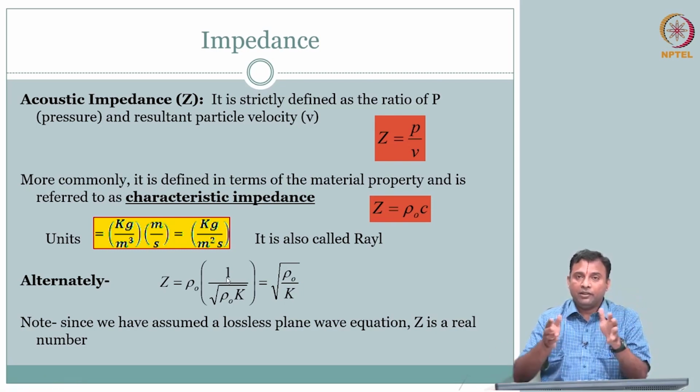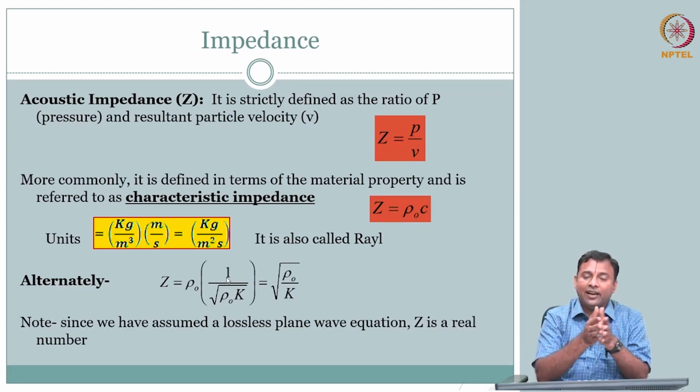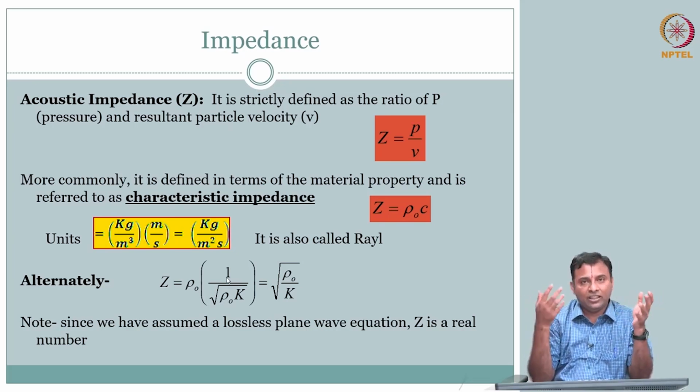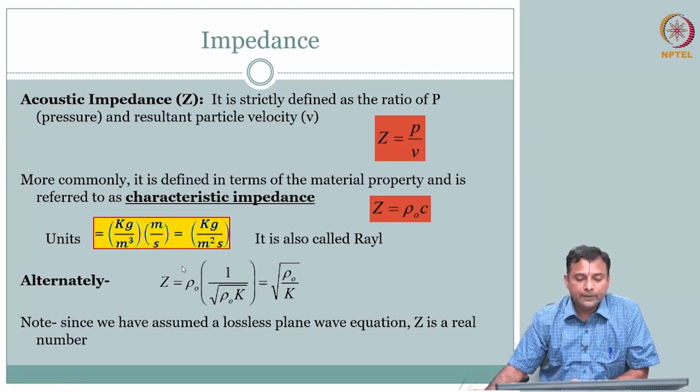As we will see with other cases, energy is going to be lost in one form or the other. There is going to be some loss, we call it attenuation. Here also we will have attenuation, so in reality it is not lossless, but for now the way we have done it is okay. Z is a real number, but it can be complex in reality because of the attenuation.